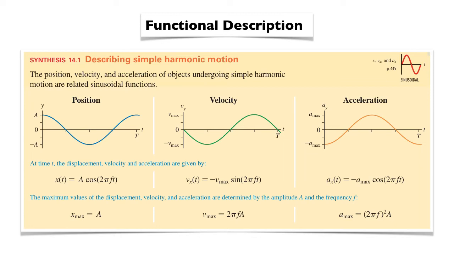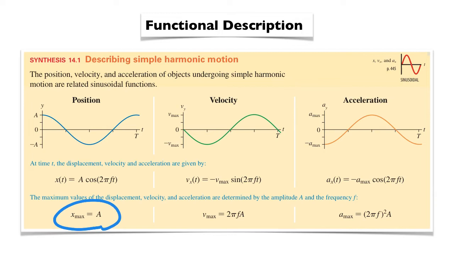Now there's a functional description of simple harmonic motion which is presented in the textbook, and you can use the sine and cosine functions for that. The main thing we're going to be interested in is this. We know that the position, the velocity, the acceleration all vary according to these sinusoidal functions. We're going to be interested in the amplitude and interested in the maximum values of those. The maximum displacement from equilibrium is the amplitude. Okay, so that's how far the object is from its equilibrium position. That's how we define it.